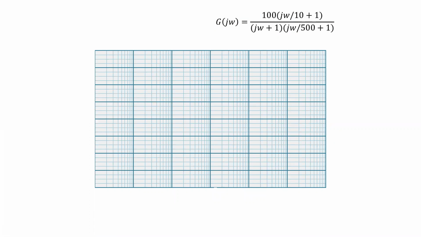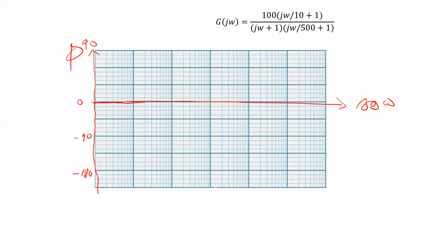Now for the phase, what do I have? Let me assume this is my axis. The phase: suppose this is 0, this is minus 90, this is, let's say, minus 180, and this is 90. What will be the contribution of the constant to the angle? 0 degree. I don't have anything.